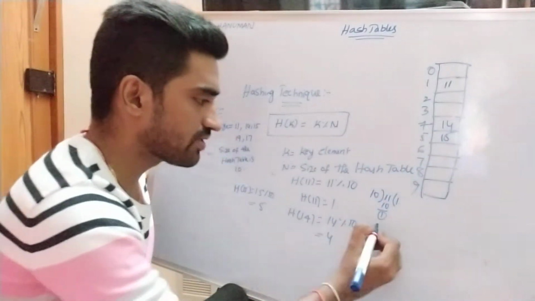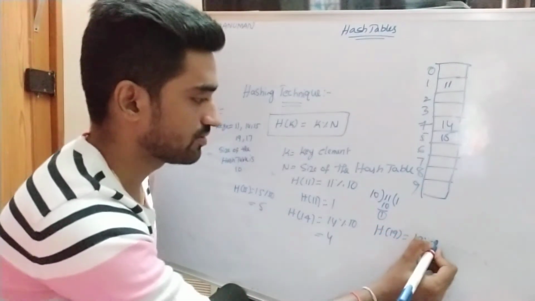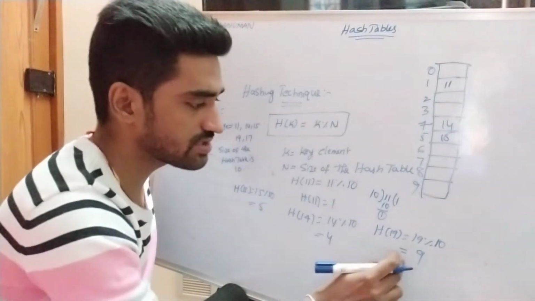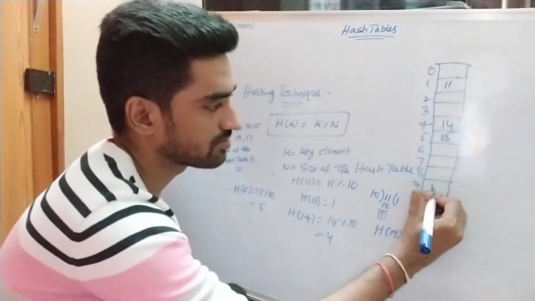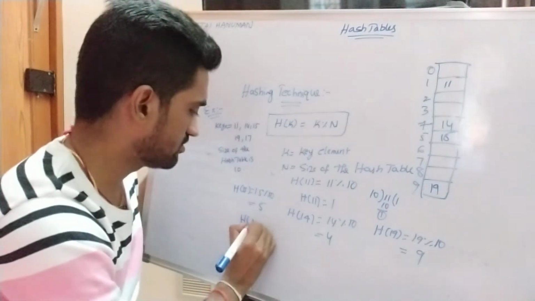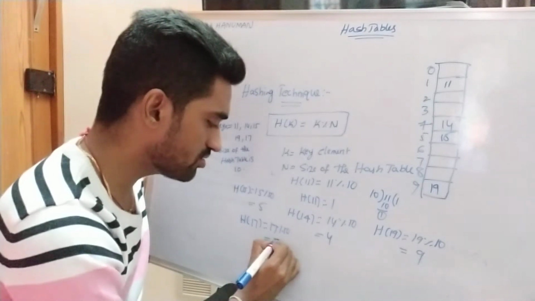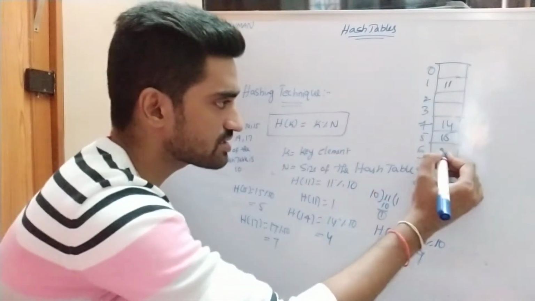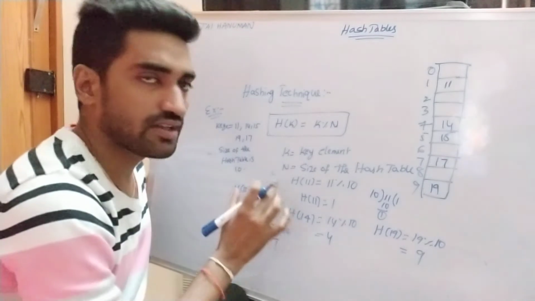Then H of 19 modulo division of 10. The remainder value is 9, so that's why the 19 element is inserted at the 9th position, right? Then we are inserting H of 17 modulo division of 10. So what is the remainder value? 7. So that's why the 17 key element is inserted at the 7th position, right? So this is the example, right?